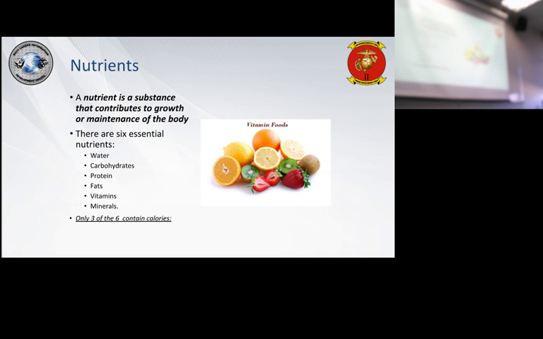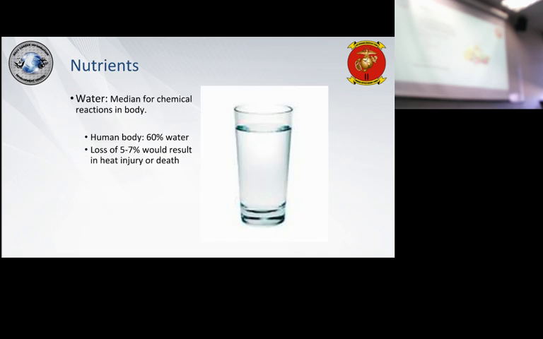Nutrients. A nutrient is a substance that contributes to growth or maintenance of the body. That's good to know. I've seen that in previous tests, where it asks what is a substance that contributes to growth or maintenance of the body. You have your 6 essential nutrients right there. Only 3 of the 6 contain calories. Water is the medium for chemical reactions in the body. Know that the human body is made up of 60% water. Loss of 5 to 7% can result in a heat injury, which we've covered 3 to 4 times in different instructions throughout this class.